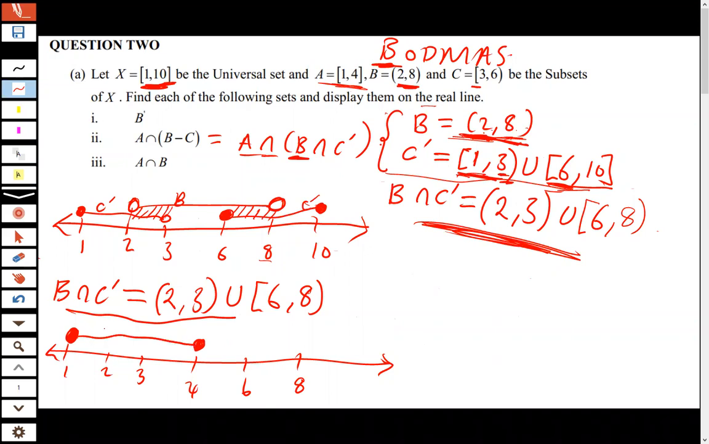So this is my A. Now let us also put B intersection C complement. Putting B intersection C complement in this expression is also straightforward. So this is my B intersection C complement.